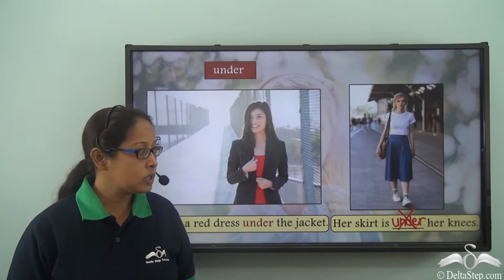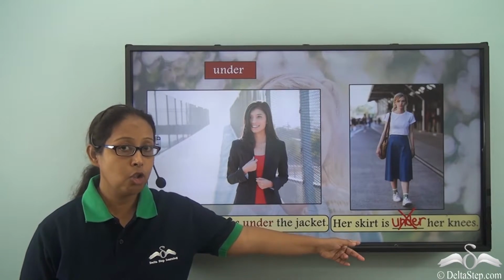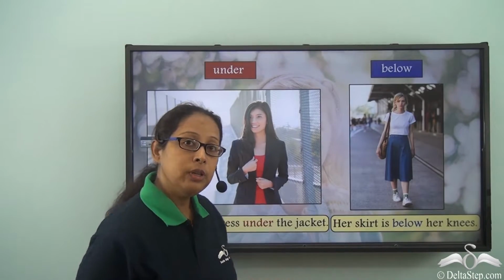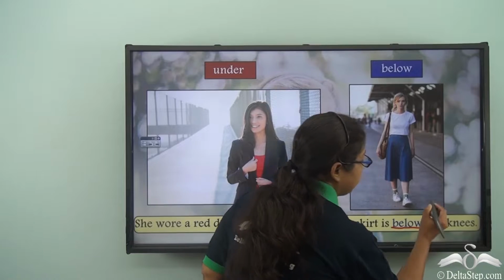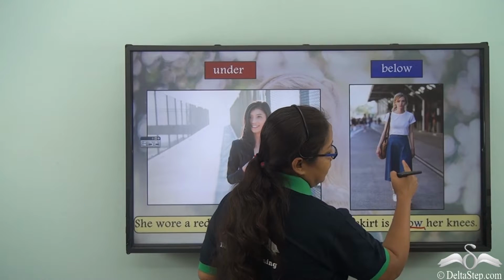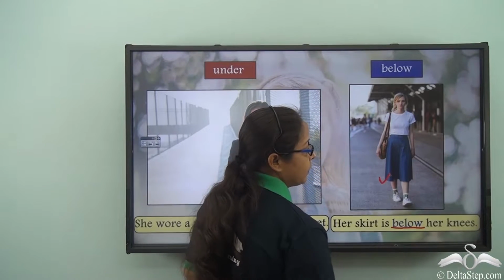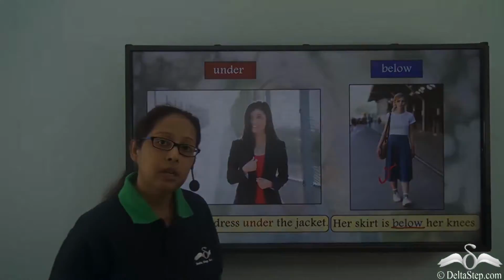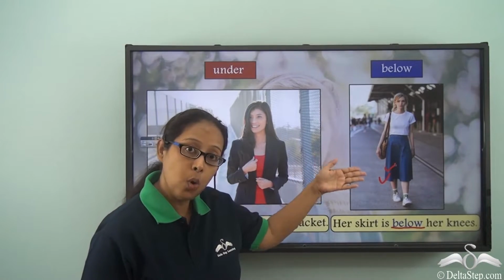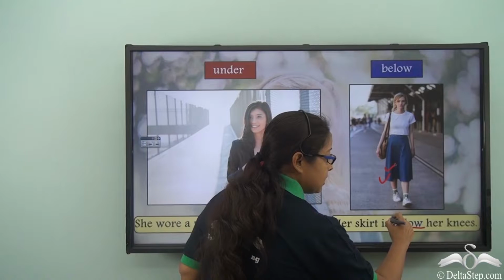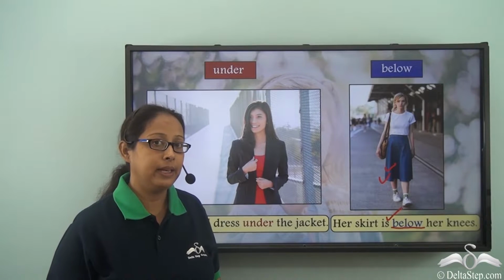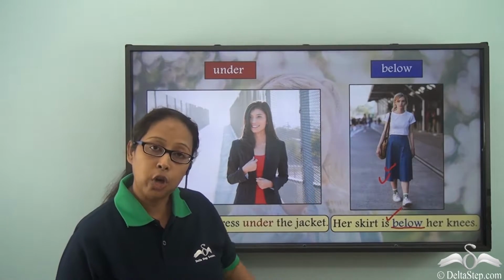So, what do we use in this blank? Because under is not the correct option. Let's check this. The right option would be below. Let's check the image. This is the girl, this is her skirt, and somewhere here is the knee. We are talking about the position of the skirt. It is lower than her knees, so we have used below. Below tells us that something is lower than. In this case, we are talking about the skirt.